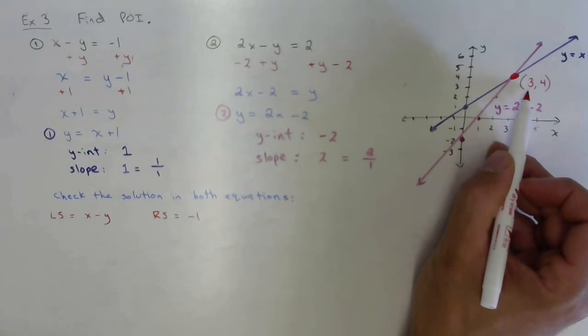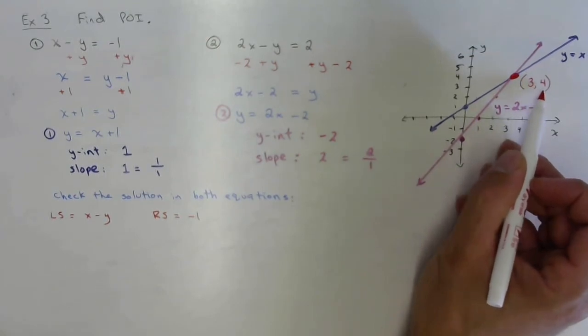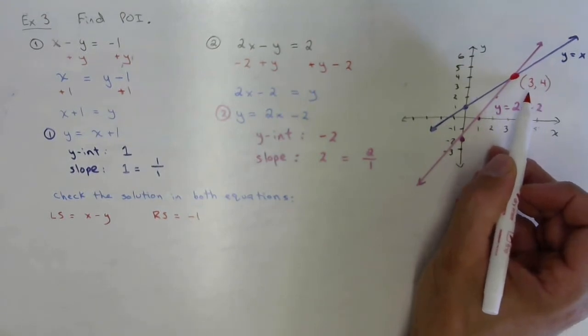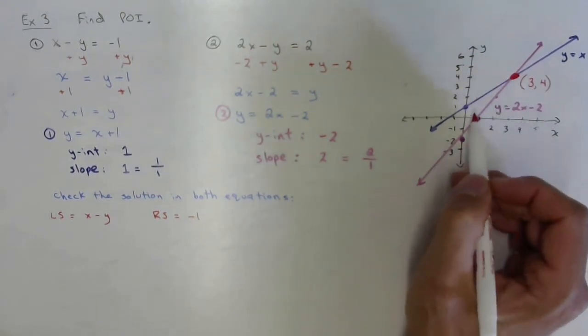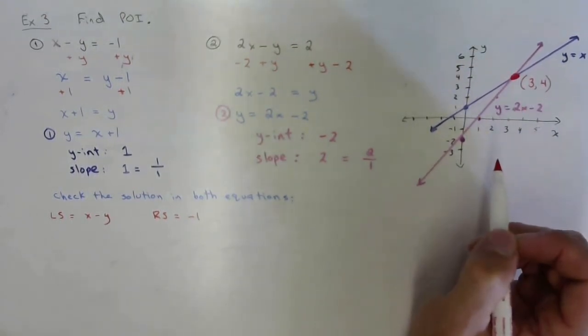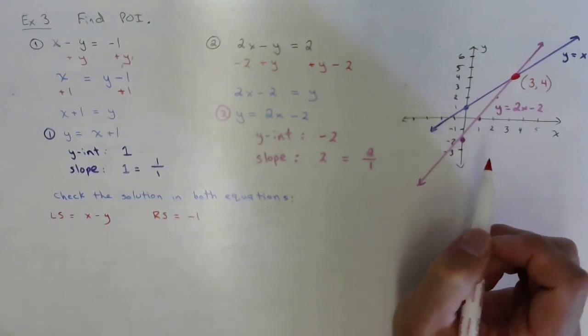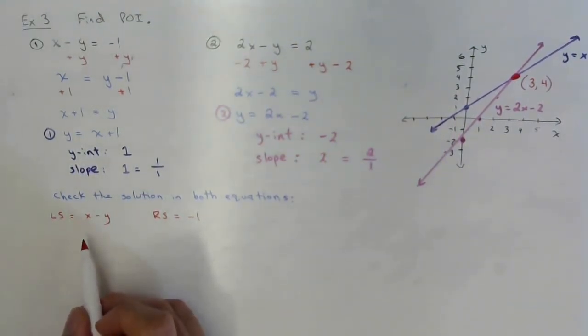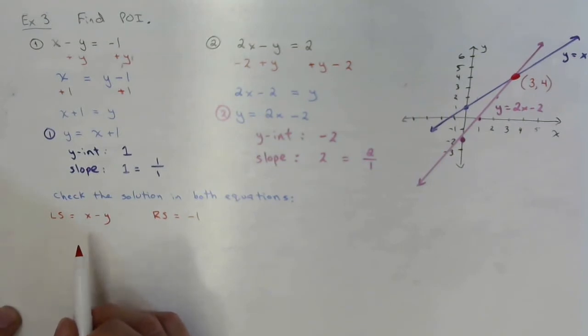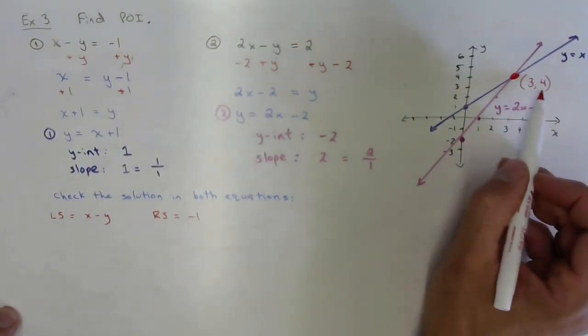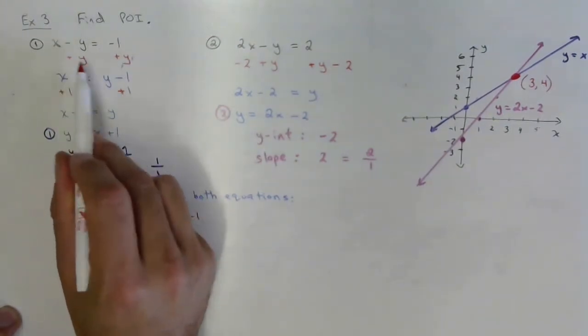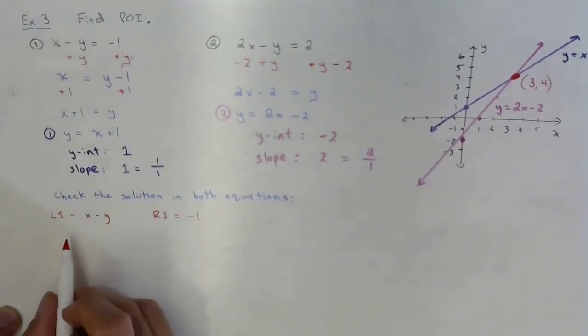All right? So now I'm going to take my solution. I have a value for x and a value for y. And I'm saying that that's the solution. Well, if it's the solution, then that point better be on line 1 and on line 2. If it's on those lines, it also satisfies the equation. That means that if I put a 3 in for x and a 4 in for y, this statement will still be true. How do I check that? Well, here we go.